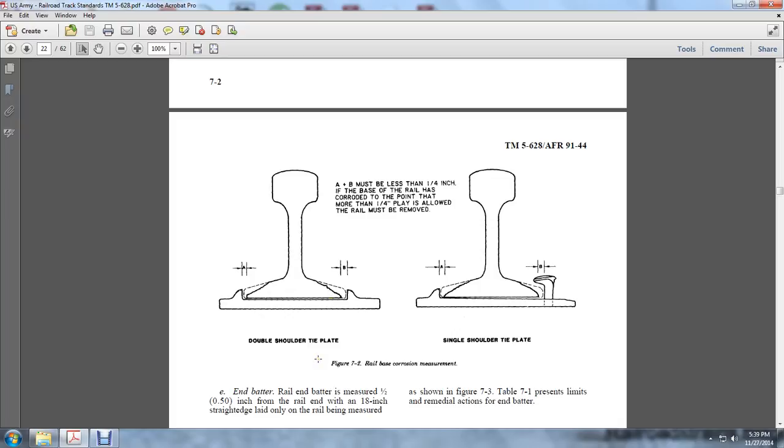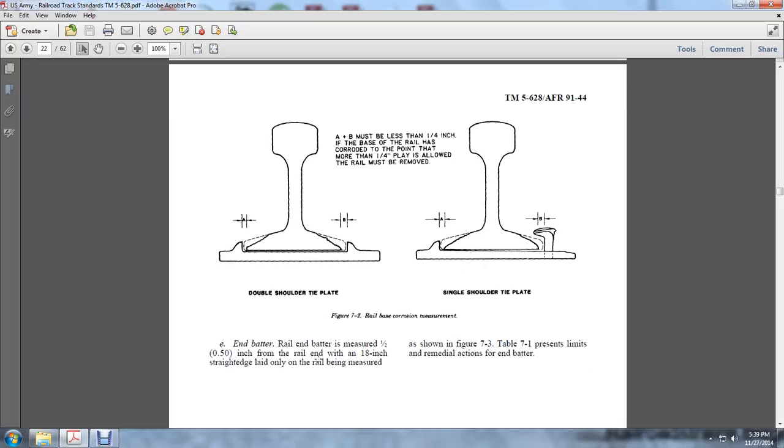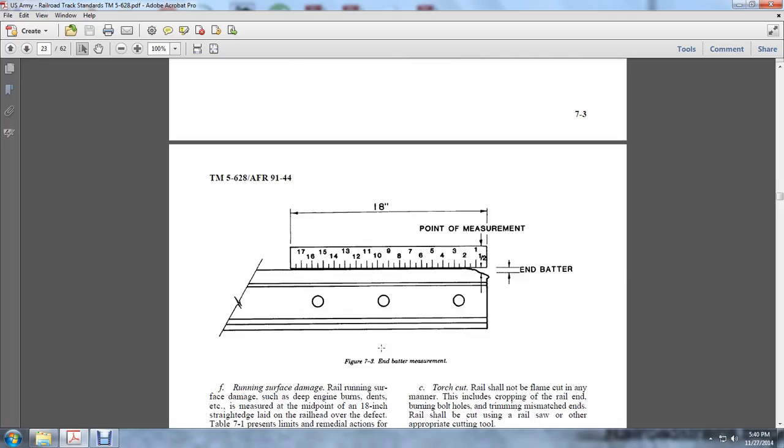End of the battered rail, and battered is measured as 1/2 inch from the rail end using an 18-inch straight edge laid only on the rail being measured, as shown in Figure 7.3. Table 7.1 presents limits of remedial action for end batters. End batter measurements are taken at 18 inches from the end of the rail.